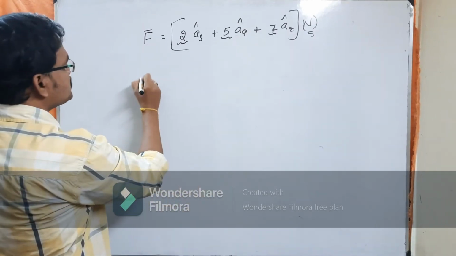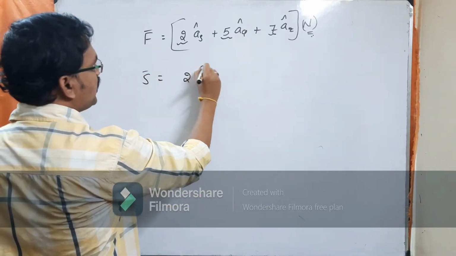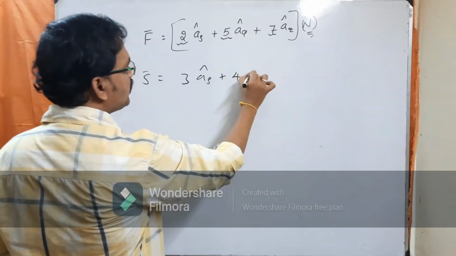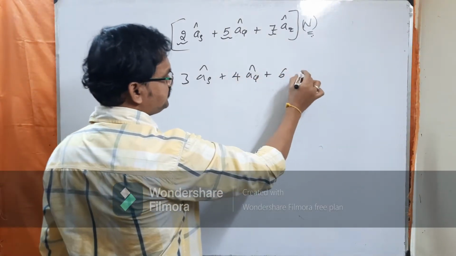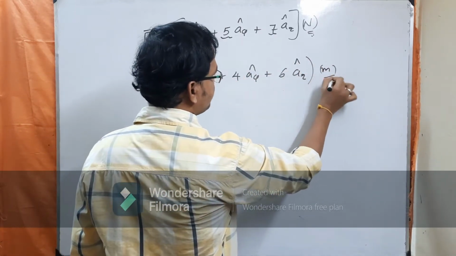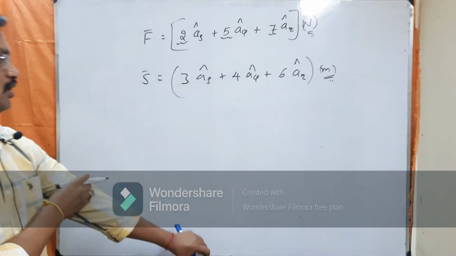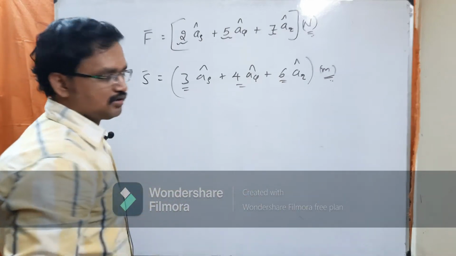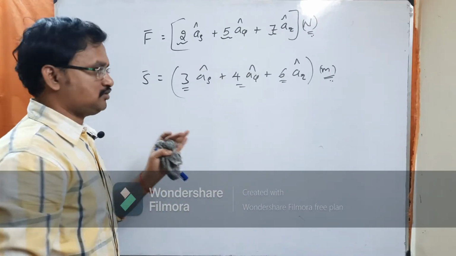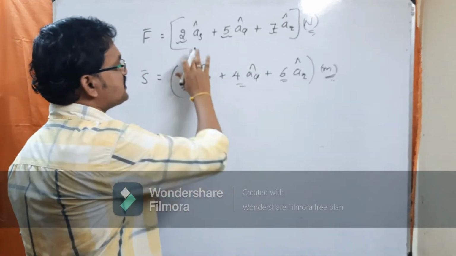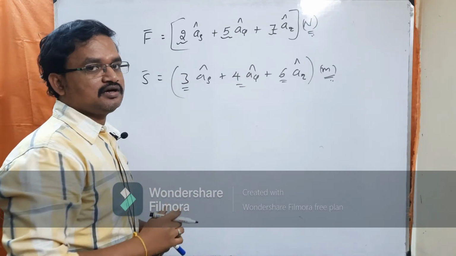Or I can represent some displacement vector as, let us say, 3 a_rho cap plus 4 a_phi cap plus 6 a_z cap. So this displacement vector has the units meters. Understood? So this is how you have to represent the vector in cylindrical coordinate system. But whenever you are representing a vector in cylindrical coordinate system, you have to specify at what point you are representing the vector.